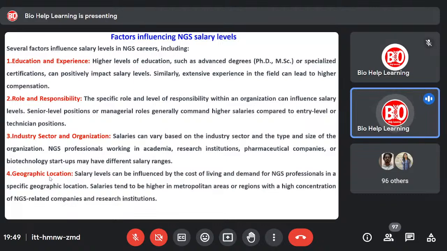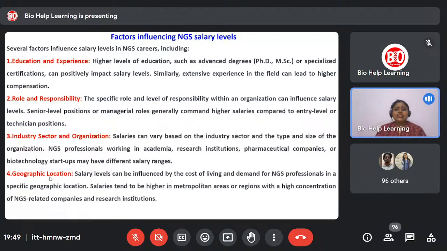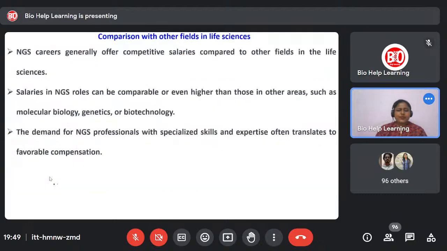If you work in Delhi, Pune, Bangalore or Hyderabad, you will get more salary compared to other cities because there is lots of development in the field of bioinformatics. Other companies are also working, but the pay scale is high over there, or abroad also. So we can compare any field, but NGS is right now involved in the field of molecular biology, genetics, biotechnology, or any life sciences field. So any researcher wants to cooperate with you, so their research shows more importance. So actually, it is a very important factor right now.